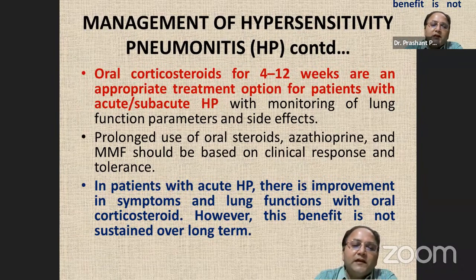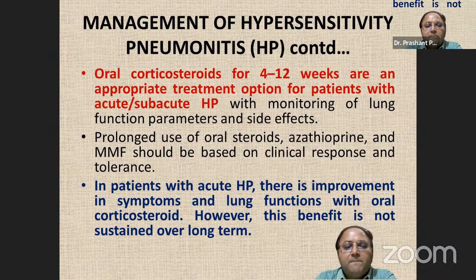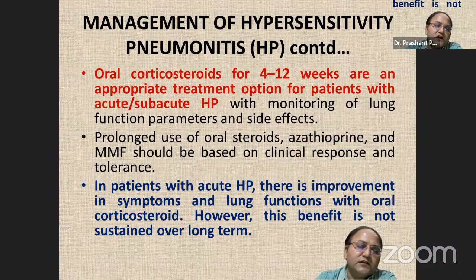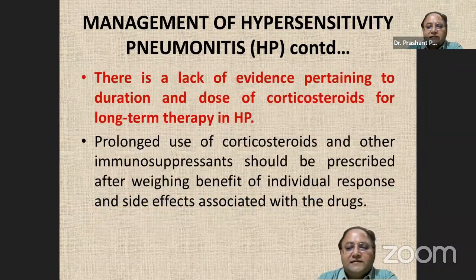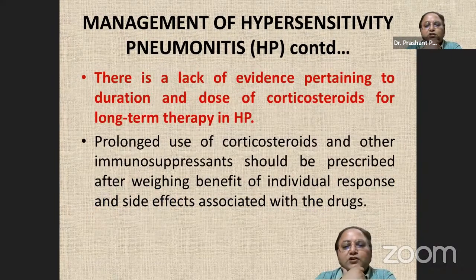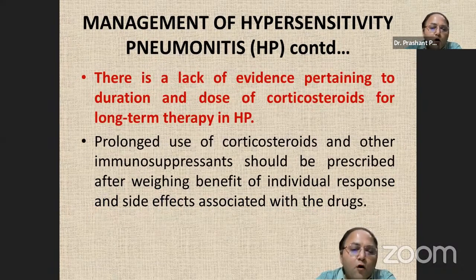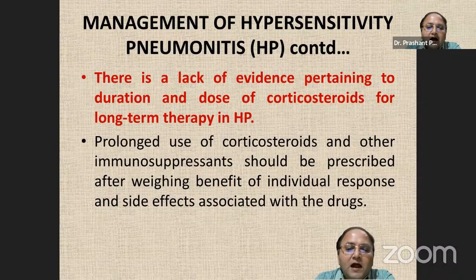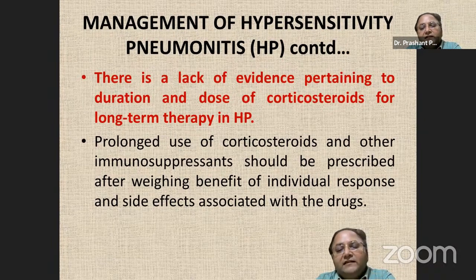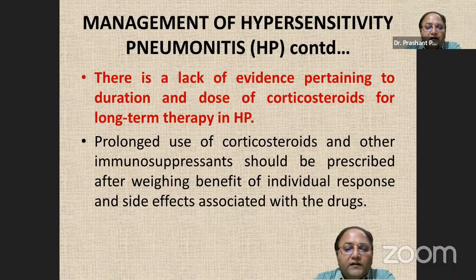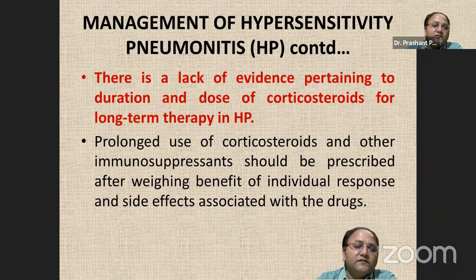And in patients with acute hypersensitivity pneumonitis, there is improvement in symptoms and lung functions with oral corticosteroids. However, this benefit is not sustained over long term. There is lack of evidence pertaining to duration and dose of corticosteroids for long-term therapy in HP, and prolonged use of corticosteroids and other immunosuppressants should be prescribed after weighing the benefit-risk ratio of individual response and side effects of these drugs.